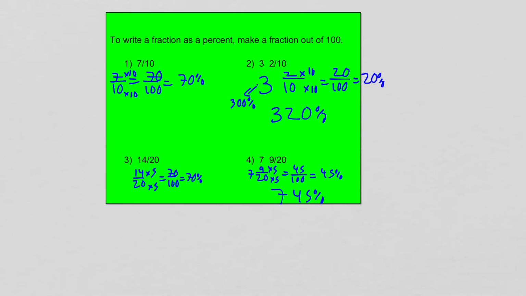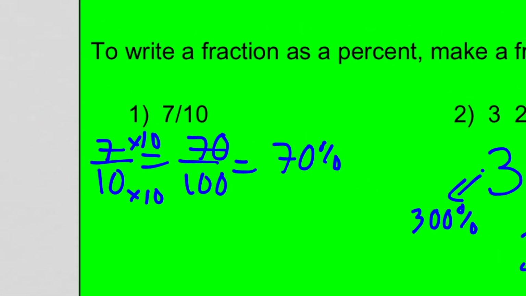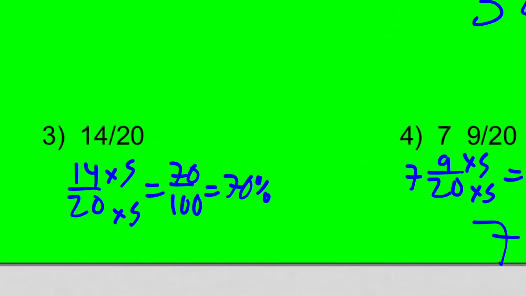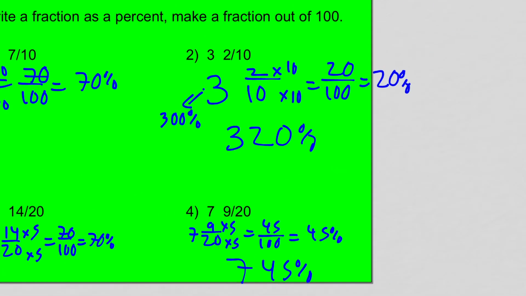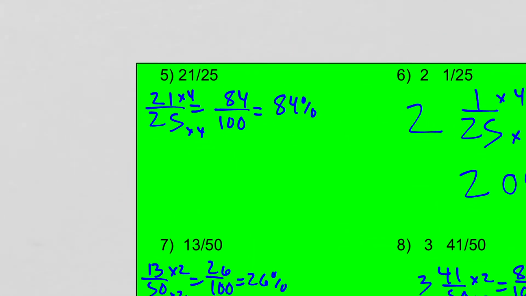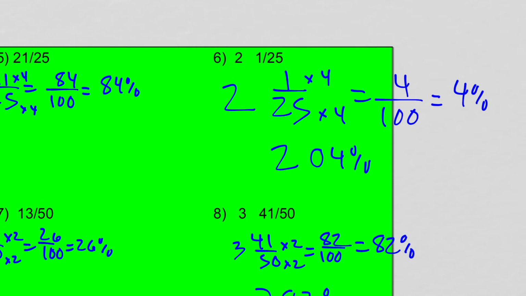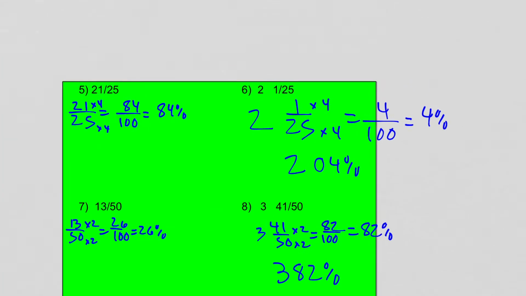And then we talked about how you can take fractions and make them an equivalent fraction out of 100 to make them a percent. So, if it's out of 10, timesing by 10 to get 100. If it's out of 20, timesing by 5. If it's out of 25, you can times by 4. If it's out of 50, you can times by 2. We looked at all those situations.